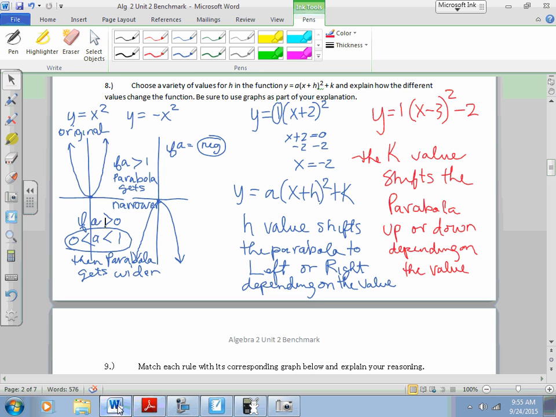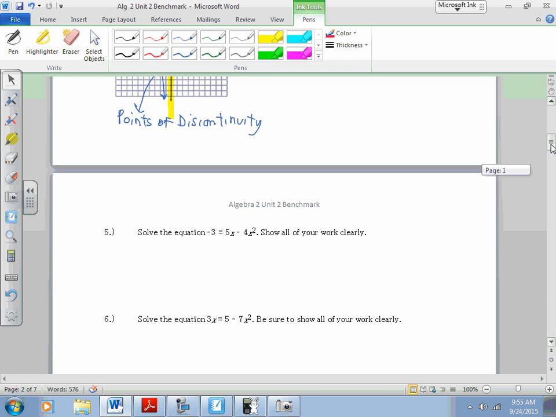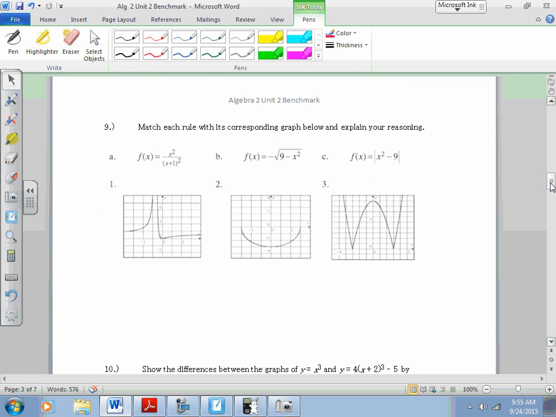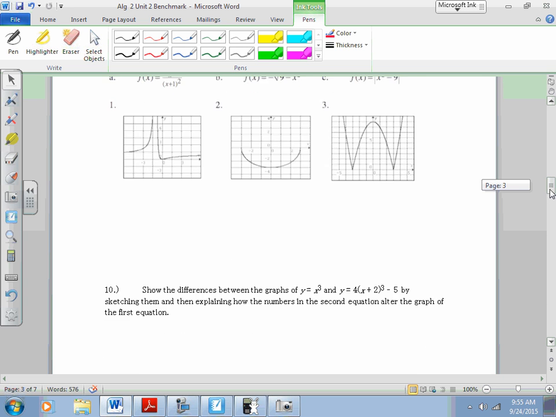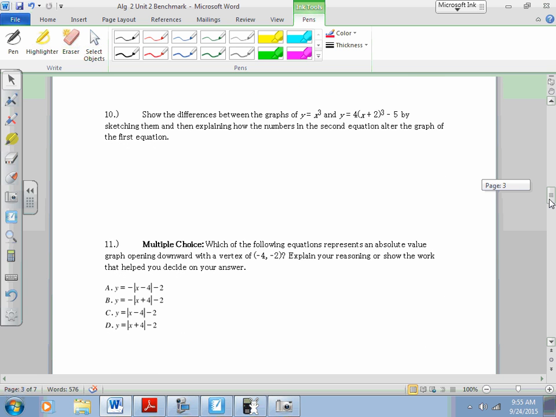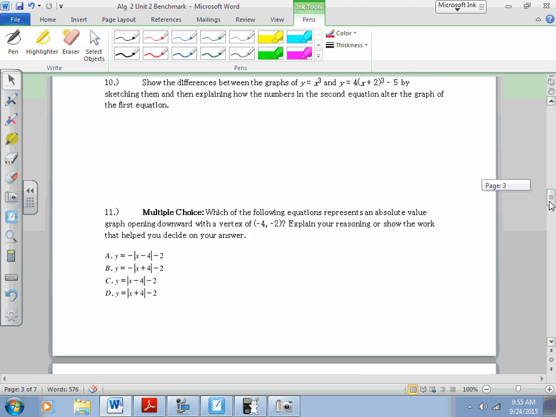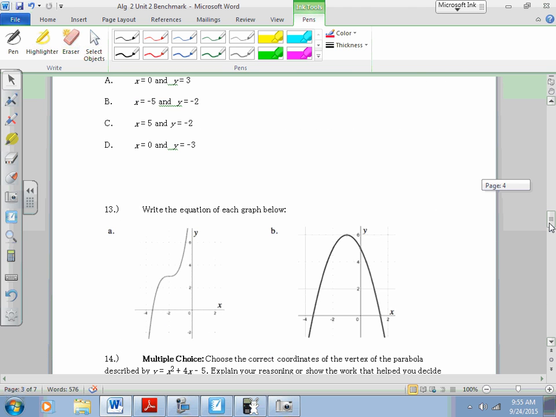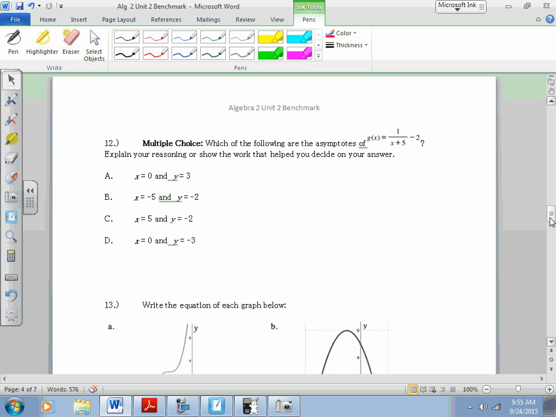So, in closing, I want to make sure you guys are going to finish 5 and 6, yes? You guys should be able to match the rule that matches with those functions right there, yeah? On the benchmark? Okay. We'll go over those differences. This is what I want to start doing next, is how do you find the asymptotes of the equations, okay?